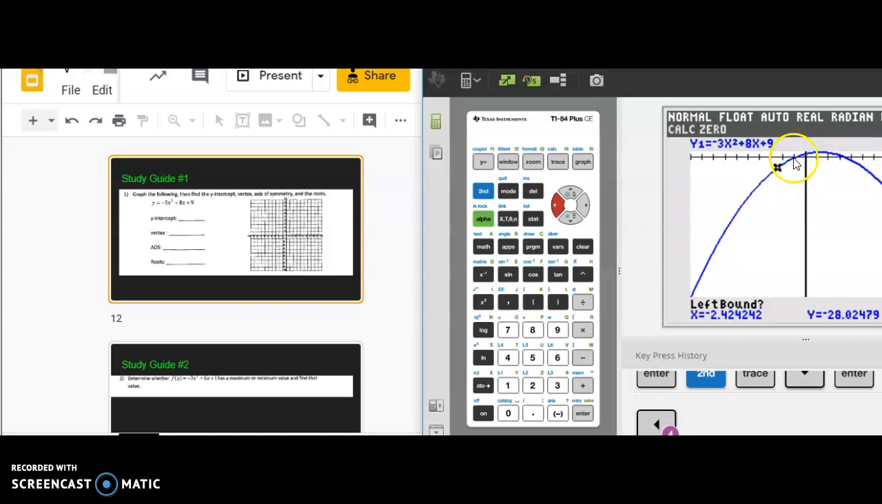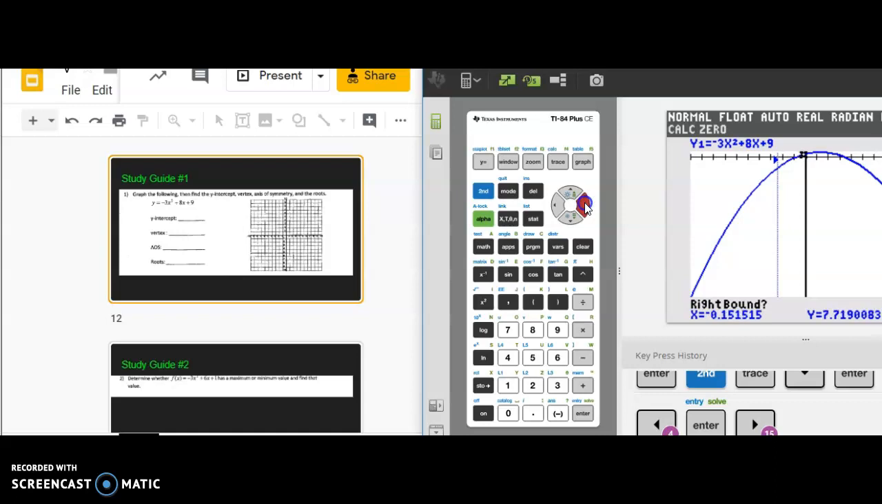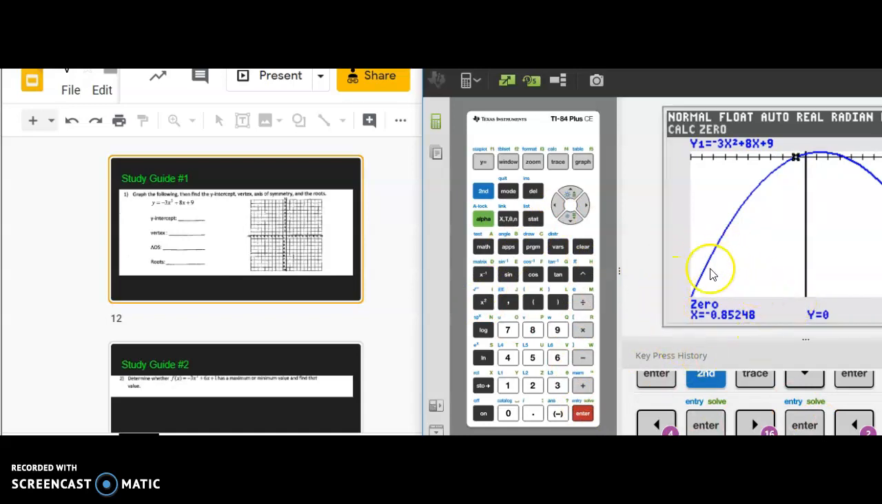First, we need to find this one. So it says left bound. Make sure that your cursor is to the left of where you think it crosses the x-intercept, and hit enter. And now notice your calculator says right bound. So now you're going to go to the right, and you do that by hitting the right cursor. You're going to go to the right and above the intercept and hit enter. And now it's asking you to guess, so put it as close to the intercept as possible and then hit enter. So your one intercept is at negative 0.85.